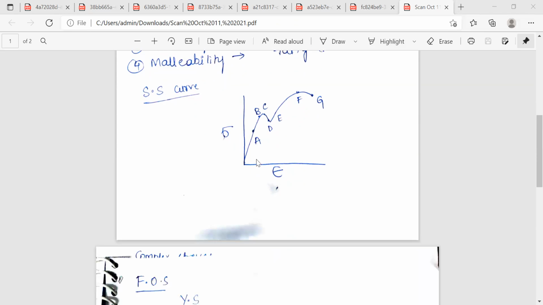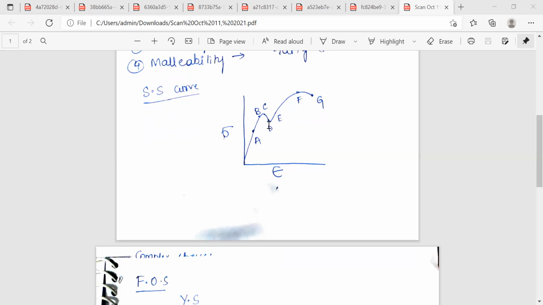Next, the stress strain curve is the most important topic. It is a graph drawn between stress and strain. Point A represents the proportionality limit, where stress is linearly proportional to strain. B is called the elastic limit. Up to B, the material is elastic, which can regain its original shape and size.